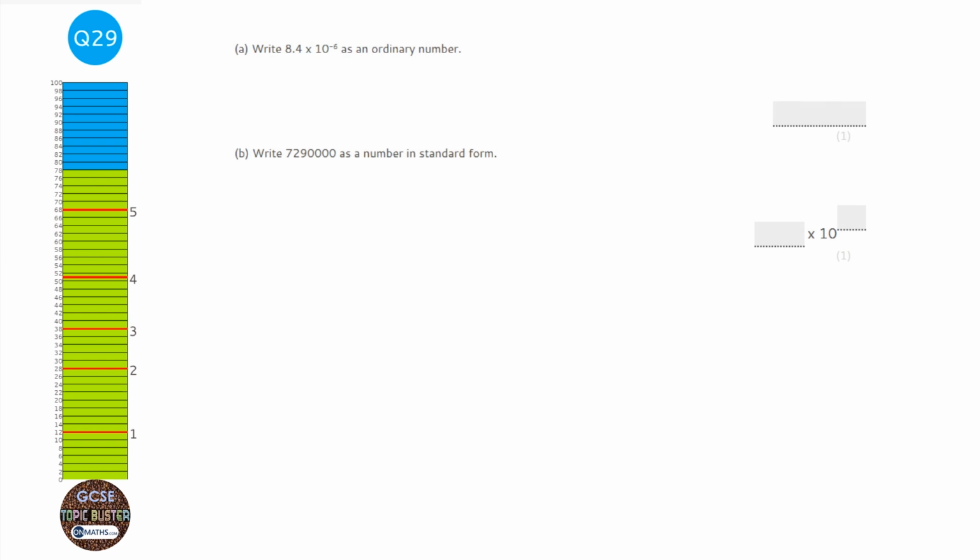Okay, to convert from standard form, you just write the number down, and the power here will tell you where to go. If the power is positive, then you go to the right. If it's negative, then you jump to the left. Since it's negative, we're going to jump to the left, and it's -6, so we're going to jump 6 spaces. So 1, 2, 3, 4, 5, and 6.